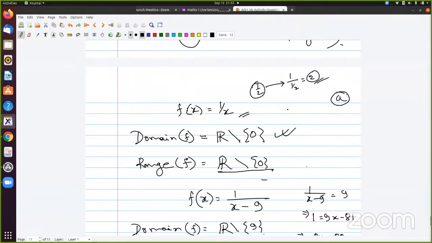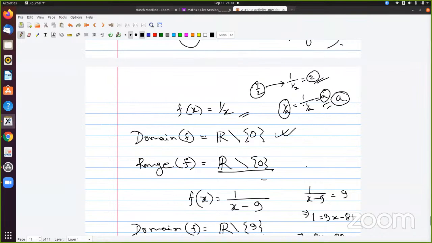1 by A. Because if I give 1 by A as my input, then 1 by 1 by A is A, right? So I can get A as my output. So any real number I can get as an output except 0, because if we want to get 0 as an output, we should give the input as 1 by 0, but 1 by 0 is not defined, right? So I cannot get 0 as an output. Other than 0, I can get any real number as an output. Is it clear? Yes, sir.